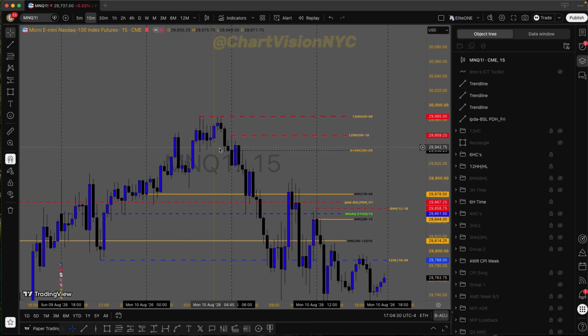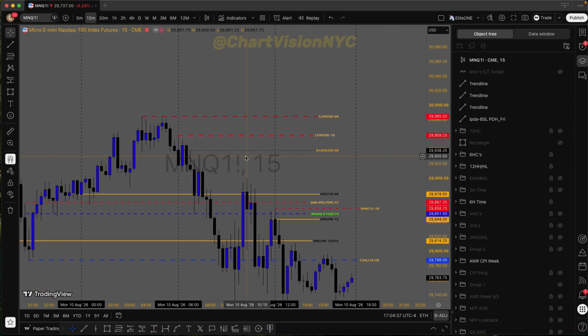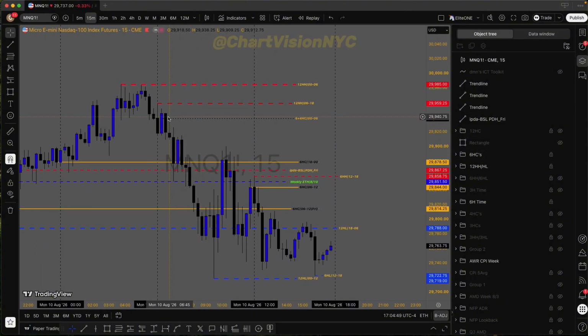You see how I'm saying what? It's a 12-hour close, but it's also a 6-hour close, right? And so from either direction, this key level is super, super, super pertinent. 29,938 and a quarter. So from a 6-hour close and a 12-hour close, there was your trade.